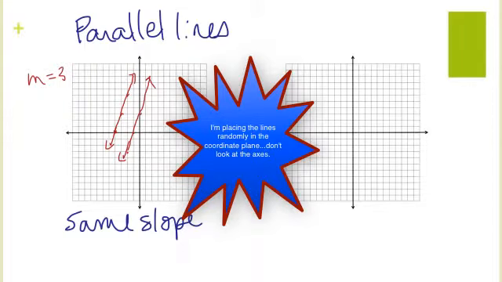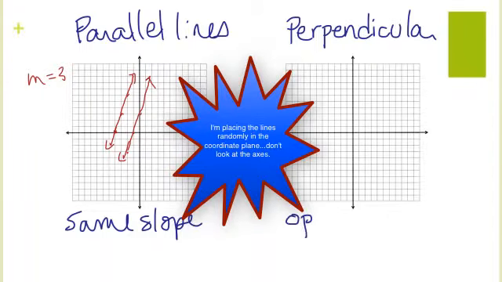That's what makes it parallel. They both rise and run at the same rate. Think in terms of rate. That's where we're heading. Perpendicular lines, their slopes are opposite, meaning opposite sign. One's going to be positive, one's going to be negative, and reciprocals, right? Flipped over. So I'm just going to do a super quick sketch on this.